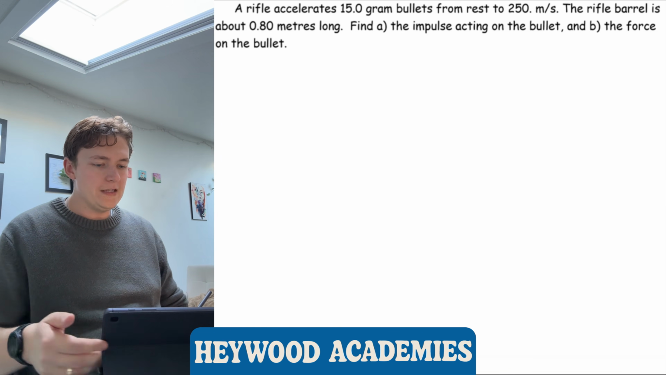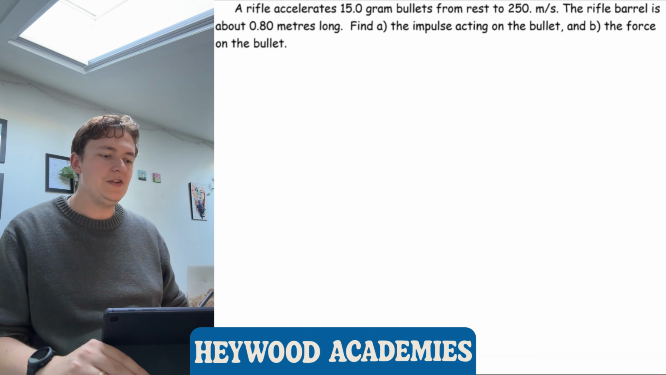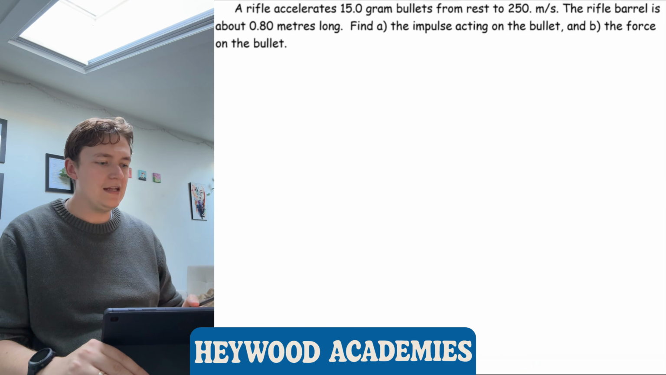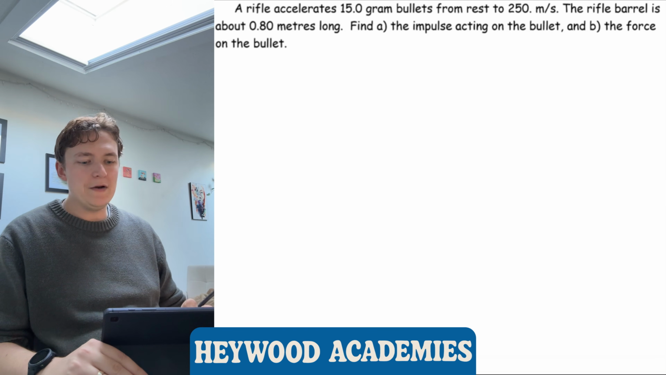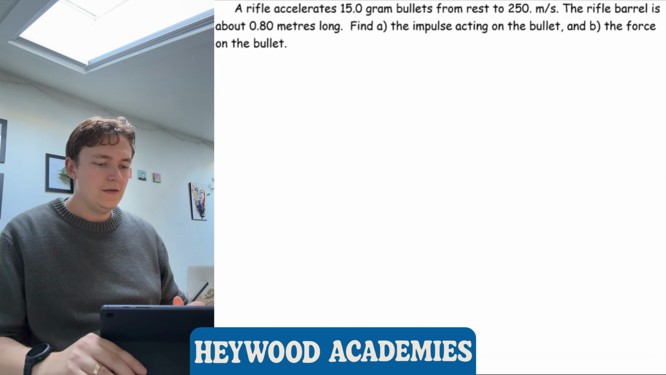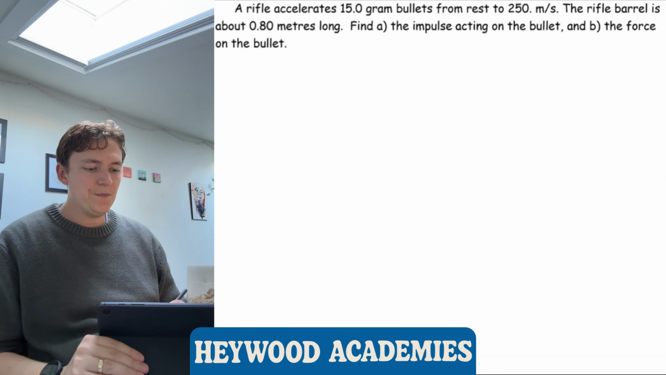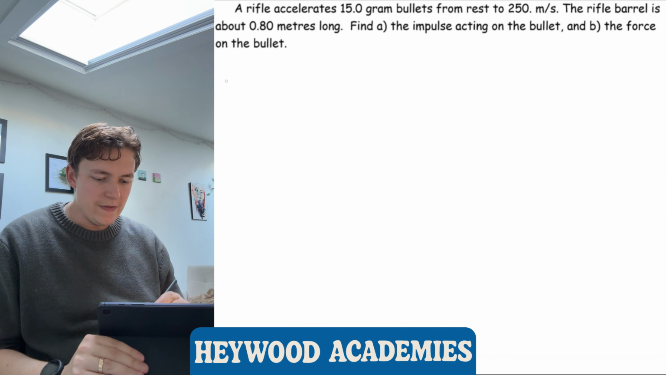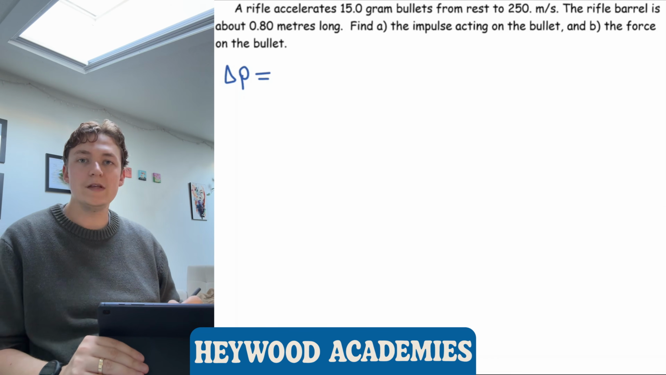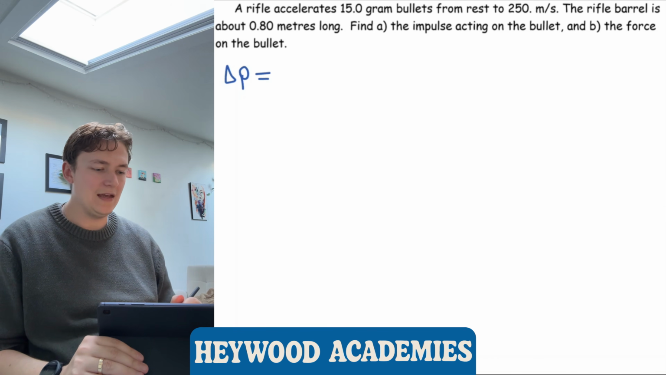A rifle accelerates 15-gram bullets from rest to 250 meters per second. The rifle barrel is about 0.8 meters long. We want to find the impulse acting on the bullet and the force on the bullet. So let's start with the impulse. Impulse, we just have to remember that that just means the change in momentum. So if they say change in momentum or they say impulse, they're talking about the same thing.